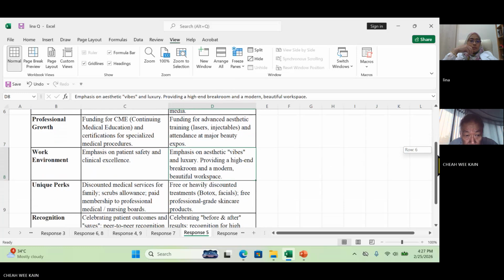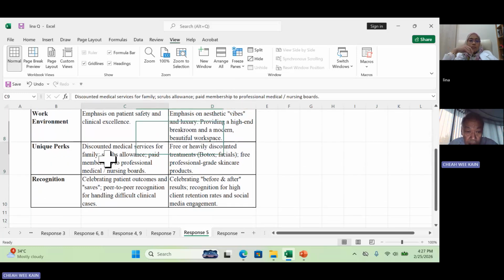Perks. So you can have discounted medical service for family, scrub allowances. This is for the staff. Discounted medical services for family, sometimes scrub allowances. Why do you give scrub allowances? Water is involved, so the skin, every day touches water, correct? So you may have to pay some people a little bit extra for scrub allowances. Pay membership for the professional medical housing board.